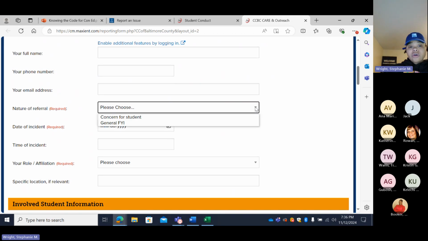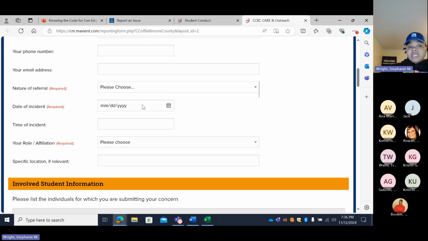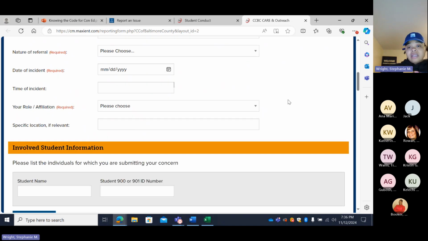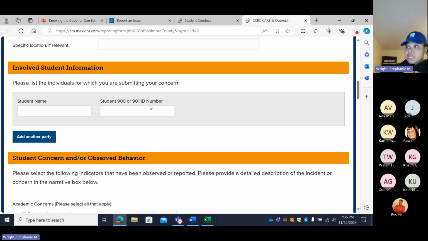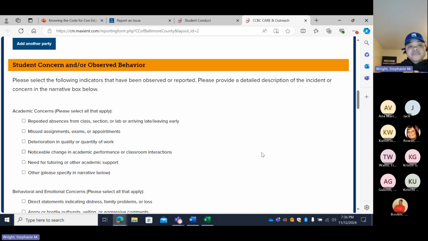It looks very similar to the previous report, right? So nature of the referral, concern for student, general FYI. Again, we read it off. We need to switch to type. We can do that. Date of incident, time, same things. What is your role? Making sure you click that, and if there was any specific location. So was this after class? Was this through email, etc.? Putting in that student's information so that we can find them. And if you need to put additional folks, you can always add another party.